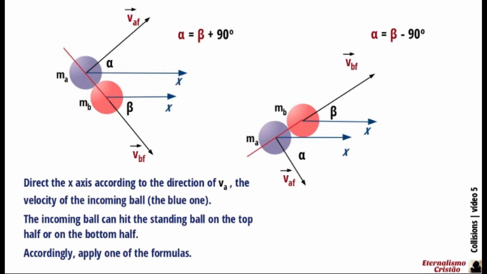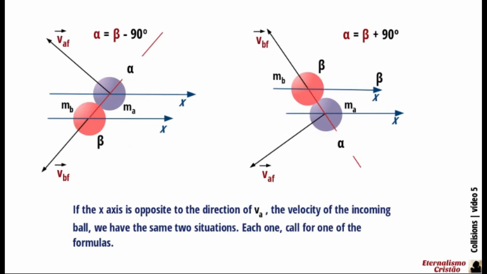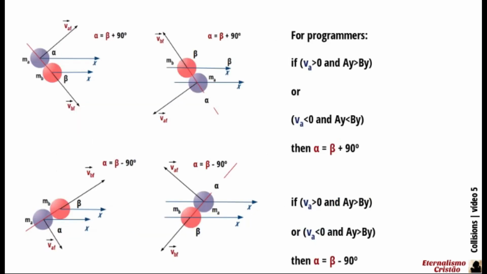Direct the x-axis according to the direction of the velocity of body A, the incoming blue ball. The incoming ball can hit the standing ball on the top half or on the bottom half. Accordingly, apply one of the formulas. If the x-axis is opposite to the direction of the velocity of the incoming body, we have the same two situations. Each one calls for one of the formulas. Check the four possible situations which can occur.